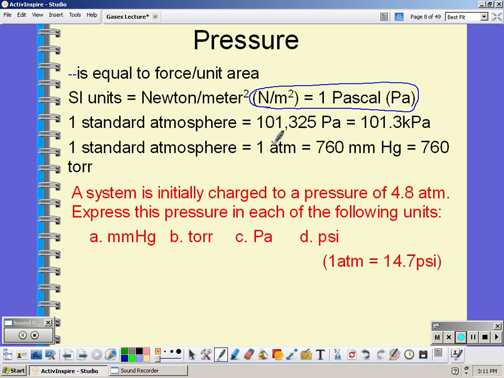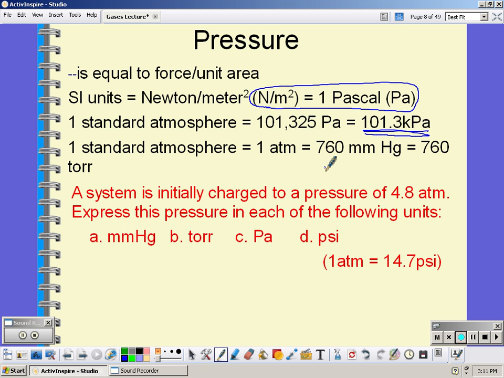1,325 pascals. We typically convert that into kilopascals, but plain pascals is actually the SI unit. We also know that that is equal to 760 millimeters of mercury, or 760 torr. Torr is another unit named after the scientist Torricelli, who did some experiments with pressure. So you have ATM, which is atmospheric pressure, millimeters of mercury, torr, and then the SI unit, Pascal.